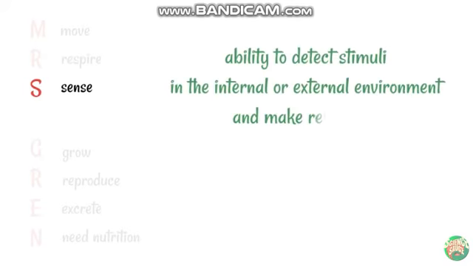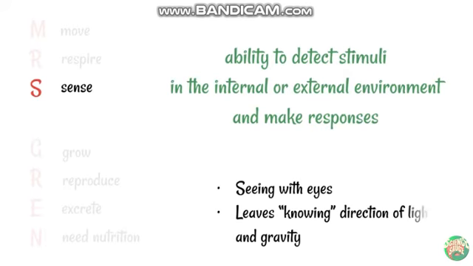All living things can sense, and that is the ability to detect stimuli in the internal or external environment and make responses. So, obvious ones, seeing with eyes and being able to smell and hear, that kind of thing. But another one in plants would be leaves knowing which direction the light is in, or knowing which direction gravity is in, so being able to move towards it, grow in the right direction or away from it.